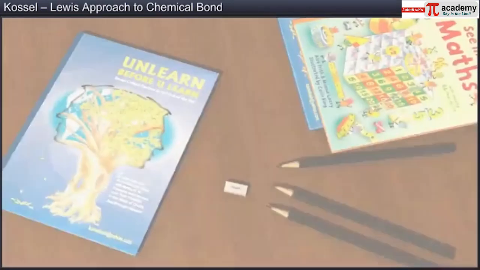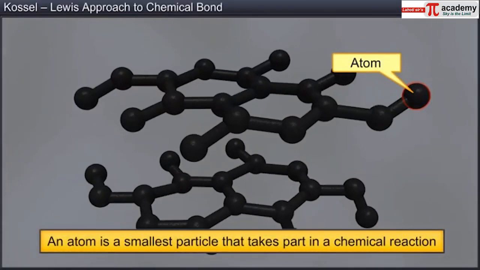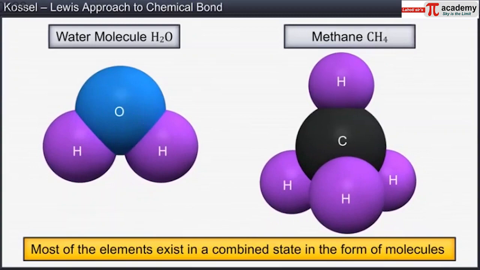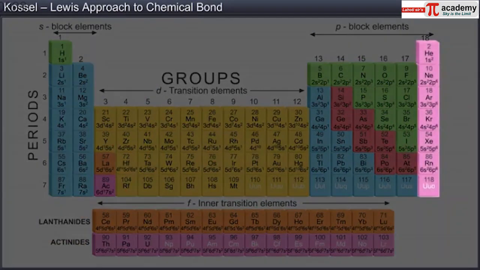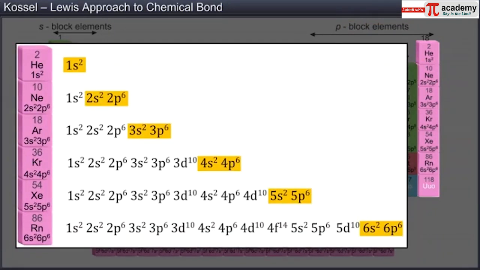It is a known fact that an atom is the smallest particle that takes part in a chemical reaction. Hence, most of the elements exist in a combined state in the form of molecules. The few elements which exist independently are noble gases. This is attributed to the stable electronic configuration and the minimum energy they possess.